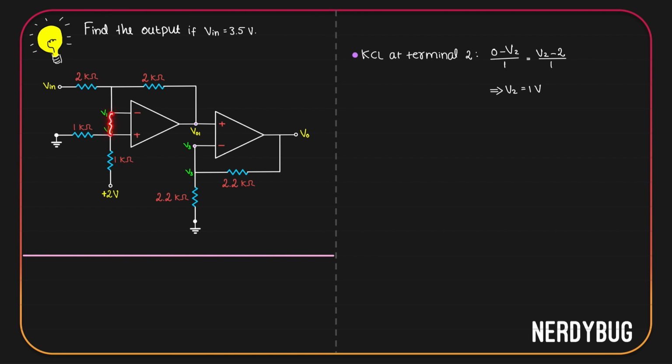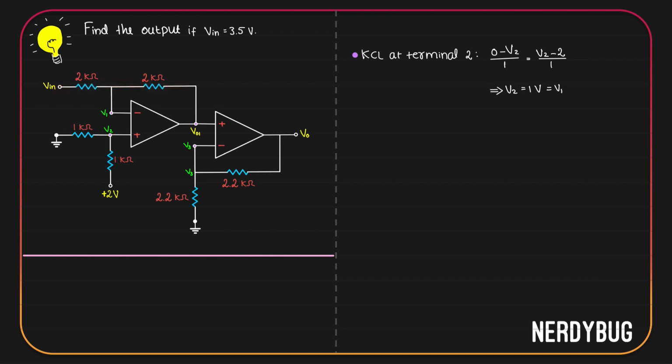Virtual ground concept. The same way, let us apply Kirchhoff's current law at the first terminal. There will be two currents: current flowing through 2 kilo ohm and current flowing through the other 2 kilo ohm. But they will both be equal because no current can flow into the terminal.